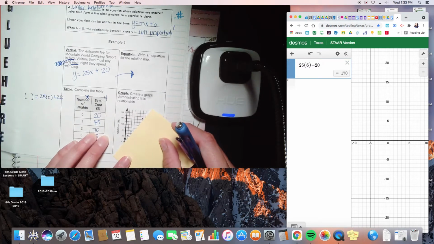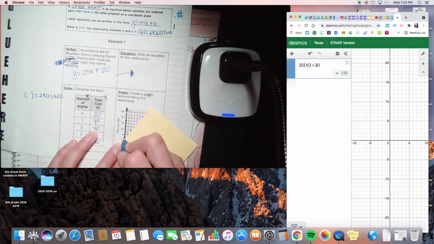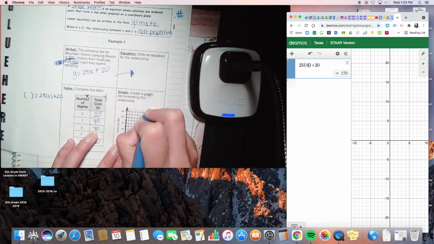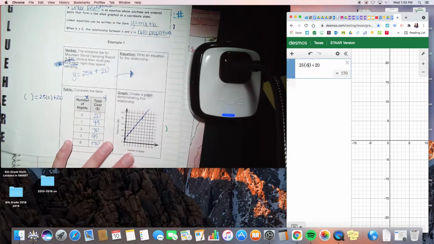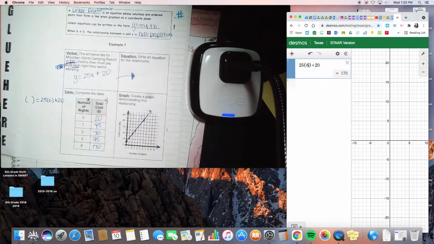I'm going to use a straight edge because for once I care that my line is straight. You don't have to. Just make it as straight as you can. But I don't know why today I want it to be, and it's not. So it's fine though. All right. And that is my line.